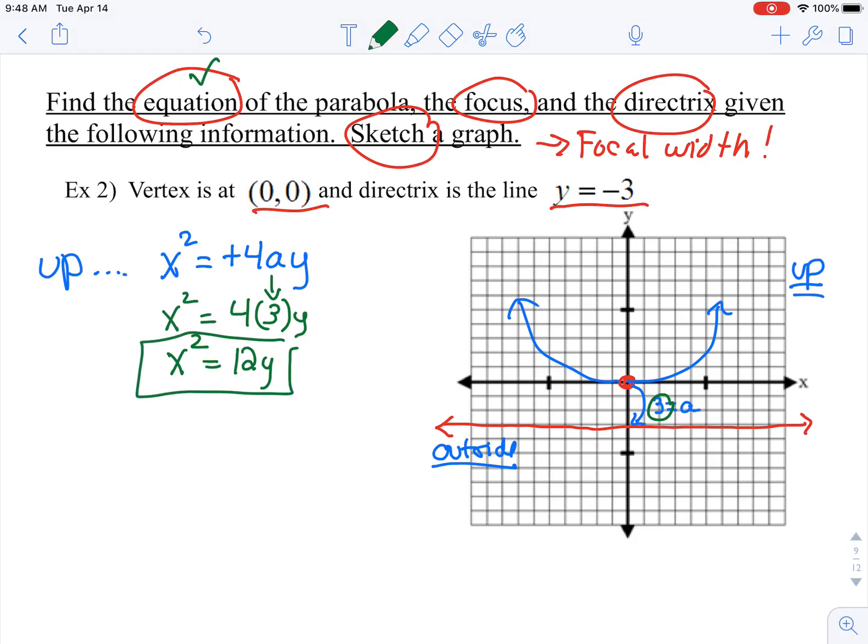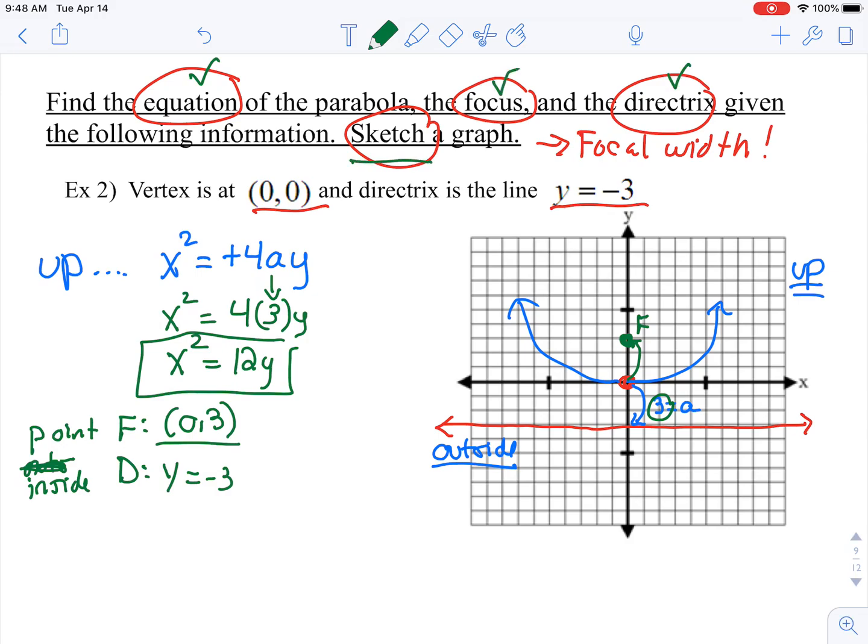We have our equation. From this equation, we need to identify the focus and the directrix. The directrix was given, y equals -3. The focus, remember, is going to be a point, and it has to be inside the parabola. And it has to be the same distance away as the directrix. So if we go 3 units the other direction, there's my focus, and that's at the point 0, 3. So now I've got my equation, my focus, my directrix. Now I need my graph.